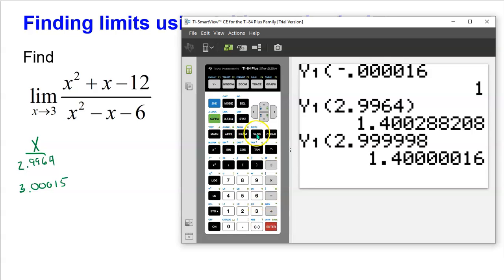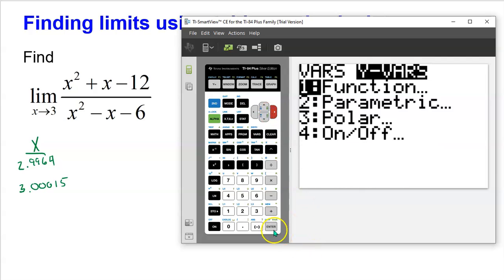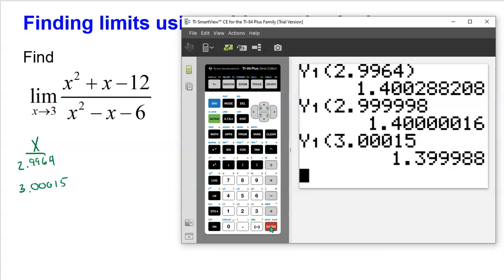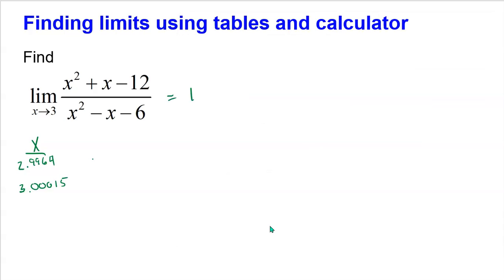And again, I got to always check both sides. You can't just check one side and think you're done. And you're going to learn that real quick here. So again, 3.00015. And that's, oh, wow, hey, what do you know? 1.3999, pretty close to 1.4. So once you confirm that coming from both sides, you're getting closer to the same common number, hey, that's your limit. So my answer here would be 1.40, okay? Or just 1.4, I guess I really need that zero.